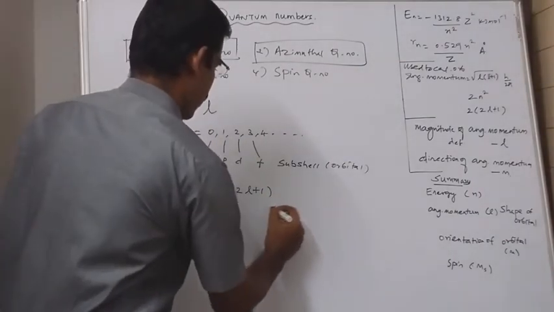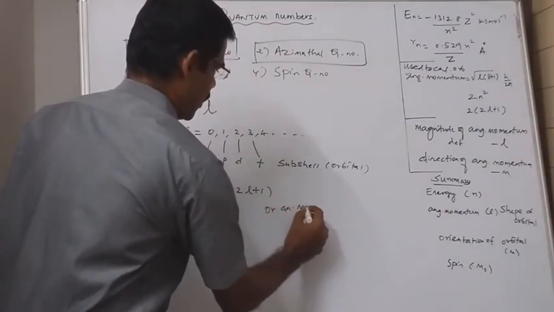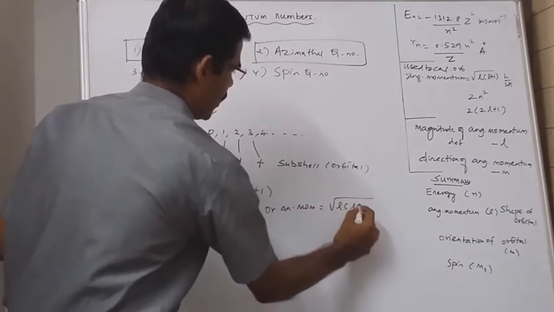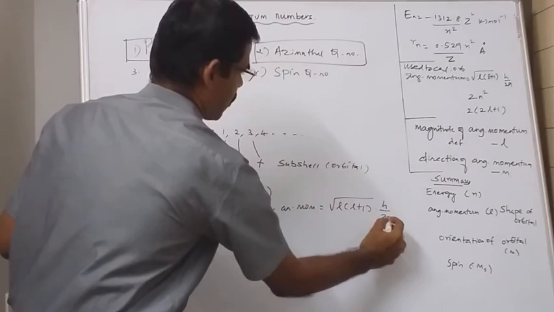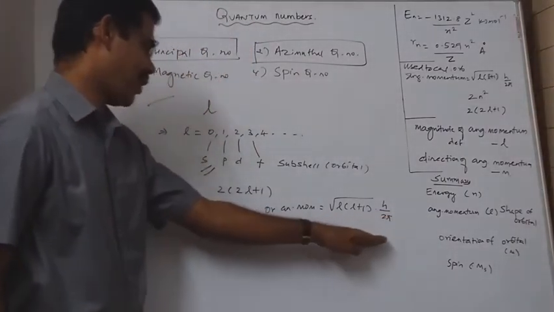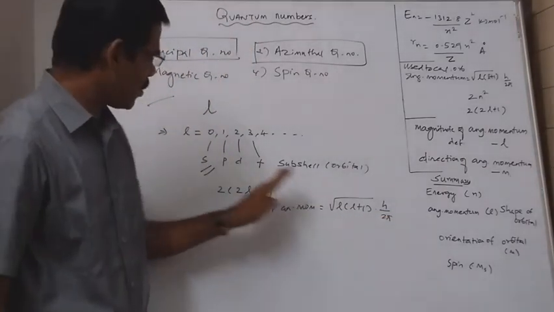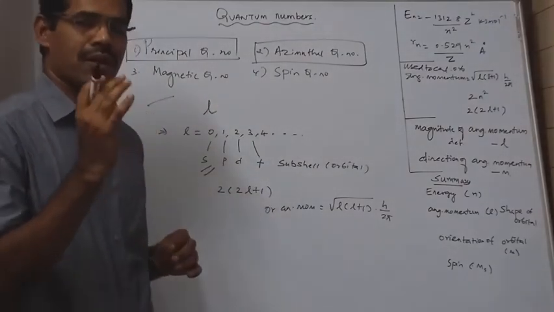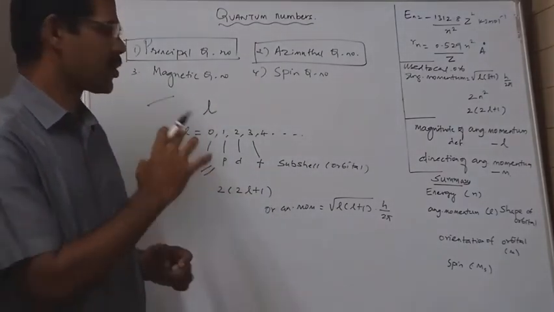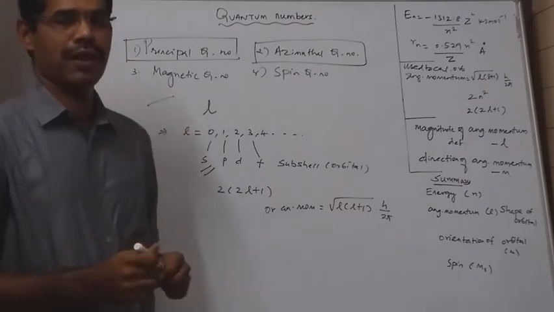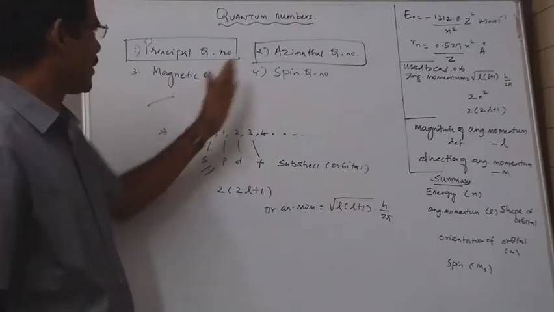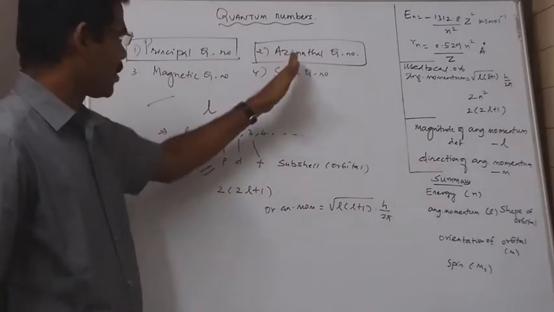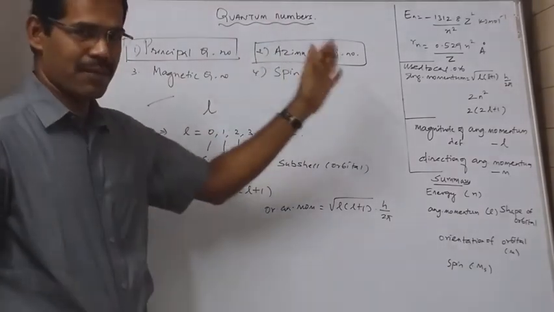See, the orbital angular momentum of an electron can be calculated using the formula square root of l(l+1) into h by 2 pi. So using this formula, I can calculate the orbital angular momentum. Also, the azimuthal quantum number helps us to define the shape of an orbital. So these are all the information provided by the azimuthal quantum number, which is characterized by the letter small l. This azimuthal quantum number can also be called the subsidiary quantum number.